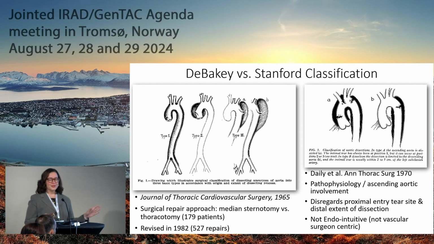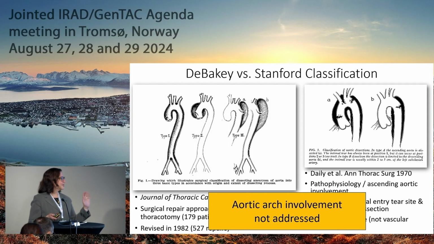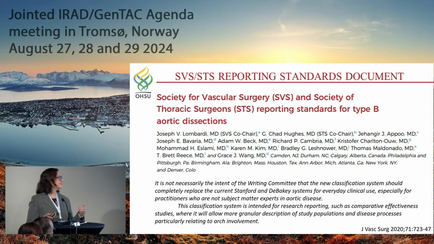It's nice to go historically, at least for the junior folks in the room. The DeBakey versus Stanford classifications, I think those were sentinel works in terms of trying to understand or codify these dissections. And basically, the DeBakey classification was simply, can you approach this via median sternotomy versus thoracotomy, whereas the type A and type B focused on the pathophysiology and the ascending aortic involvement that way. Neither one at that time talked about aortic arch involvement. You've heard a little bit of that discussion earlier today.